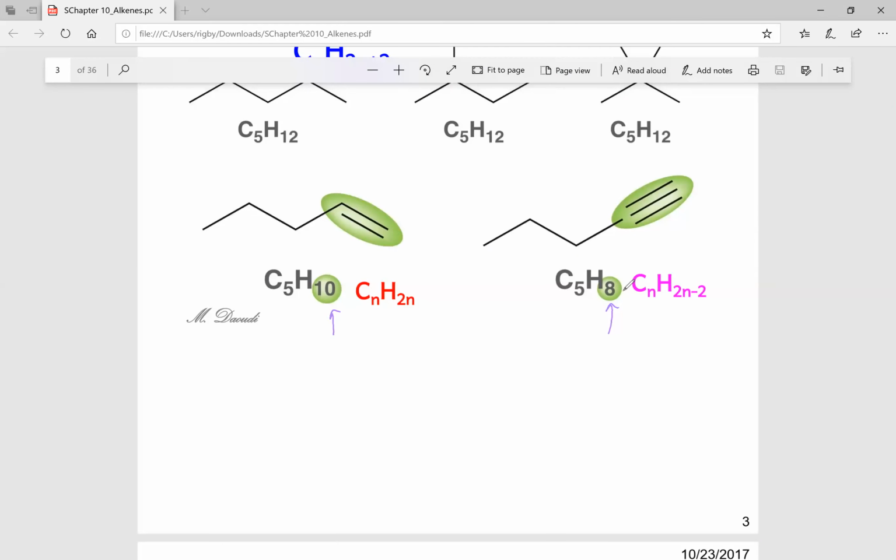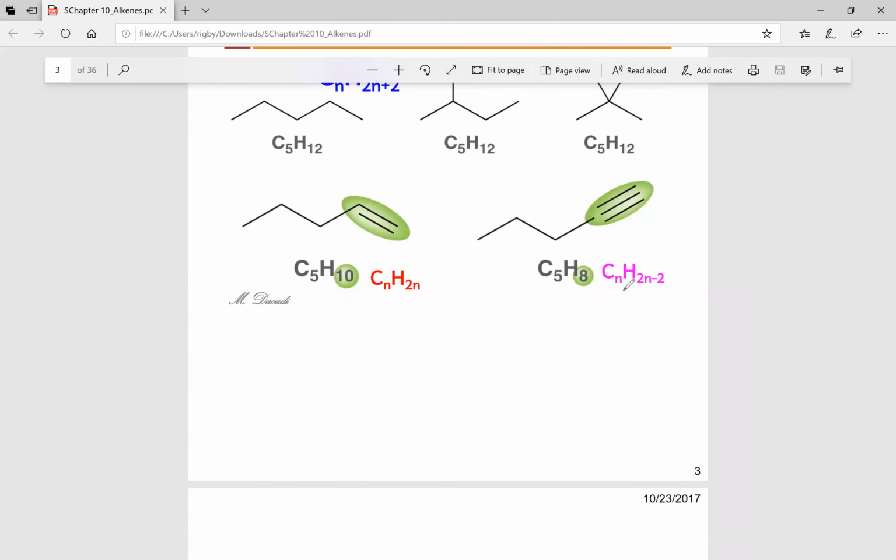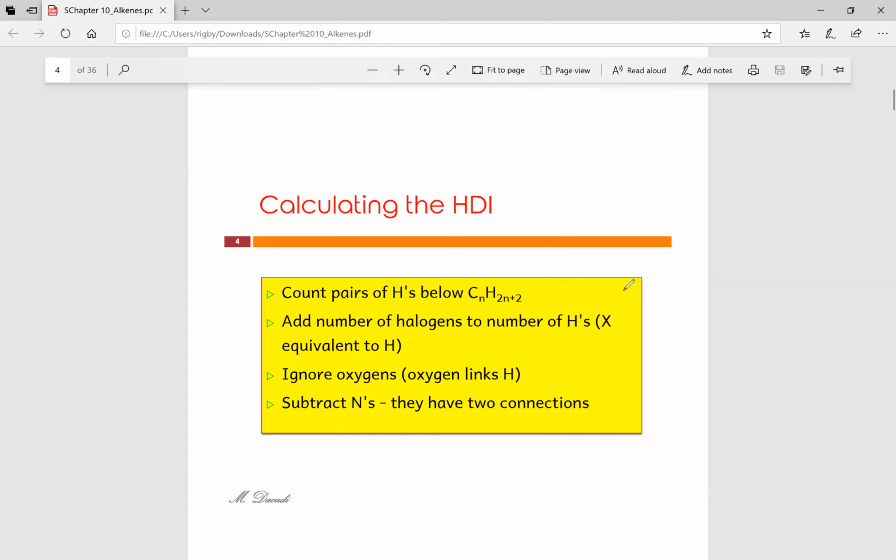So there's a mathematical equation to determine how many degrees of unsaturation we have, based on how many carbons we have versus how many hydrogens, how many oxygens, and all of these other atoms. And that is shown right here.